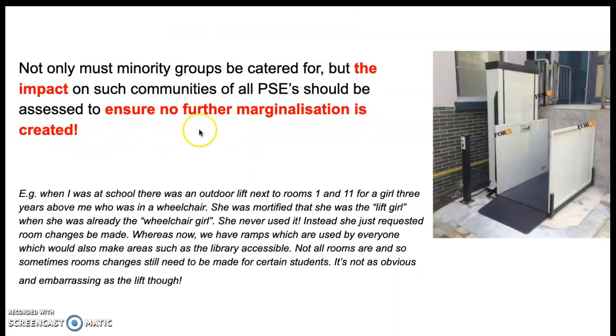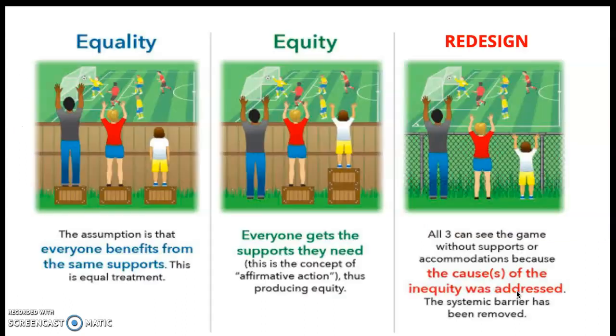So for example, we used to have a lift like this at the end of room 1 and room 11 for a girl that was in like 2 or 3 years above me. She was in a wheelchair. She was so embarrassed that she never used it because she was like, I'm not going to be that random girl that goes in that lift and no one else is allowed to use the lift. So that was just too embarrassing for her. Instead, she asked for all her classrooms to just be in an accessible part of the school, which is totally fine. But that created further marginalization. So we want to try to not do that.